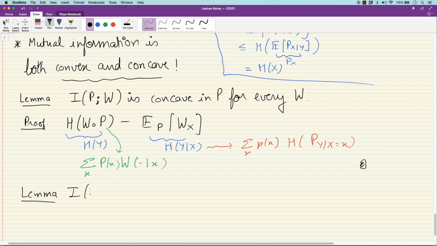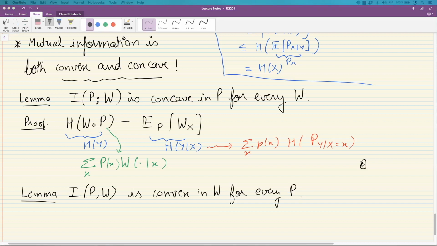How about I(P, W) for a fixed P? This is convex in W for every fixed P. So if you fix the input distribution and change the channel, then this is a convex function. By the way, one interesting consequence here is that you can maximize concave functions, so you can maximize this over P. Is there a reason why we should operationally expect this measure of information to be convex in W?